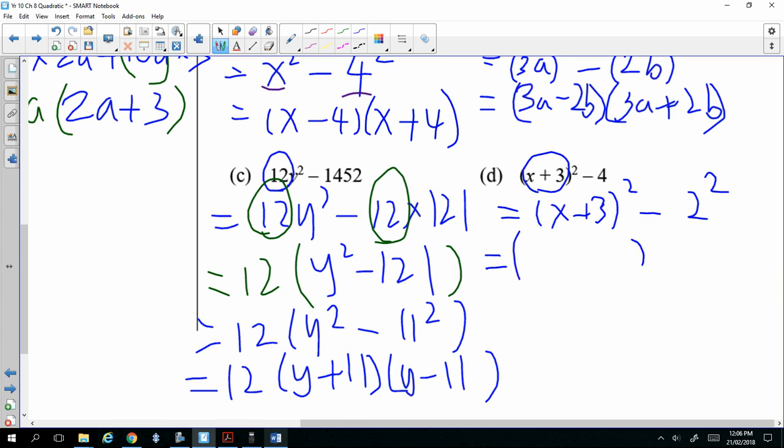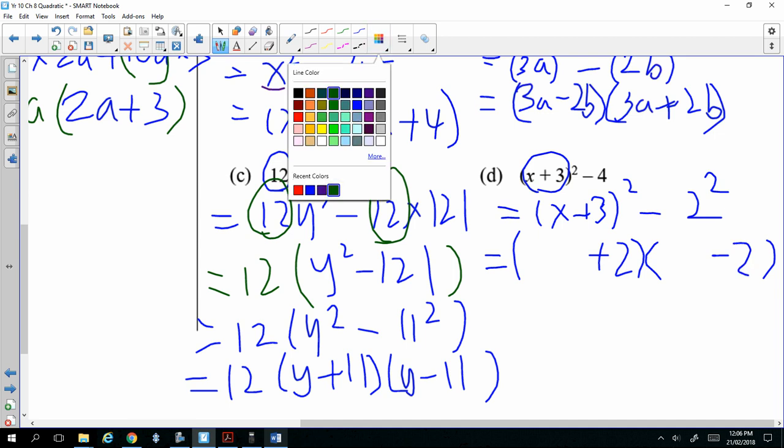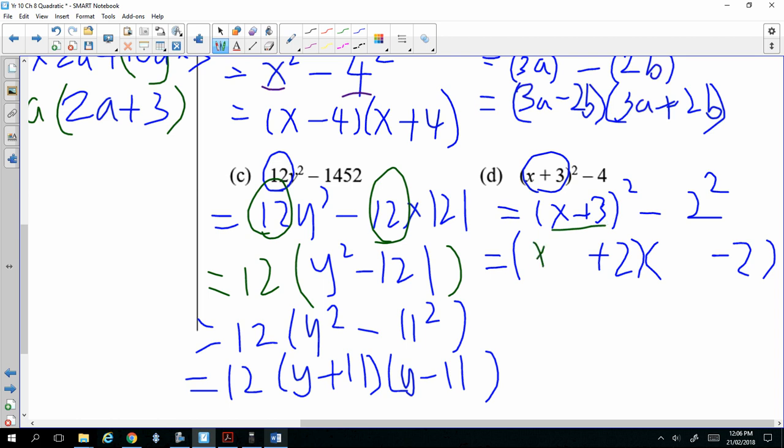Okay, so obviously one is a plus, one is a minus. So one is a plus 2, the other is minus 2. But for the first term, you're going to write down the whole thing, x plus 3. Does that make sense? x plus 3 plus 2, and then x plus 3 minus 2. Because x plus 3 is like your first term, your A. Right, so this is like your A, this is like your B.